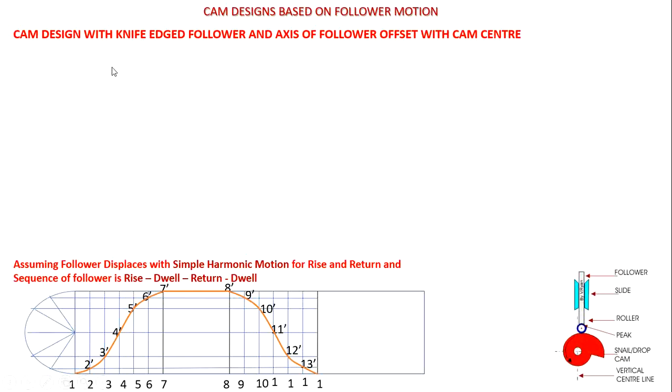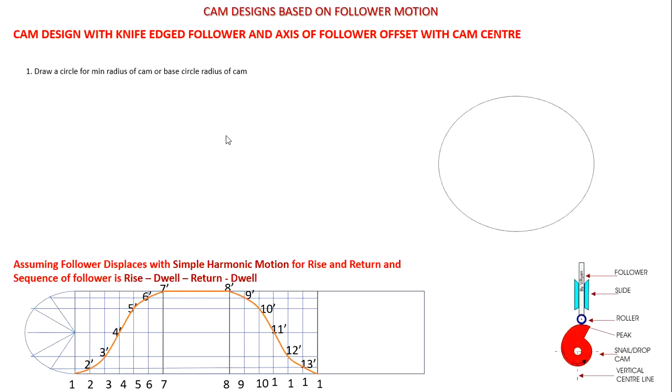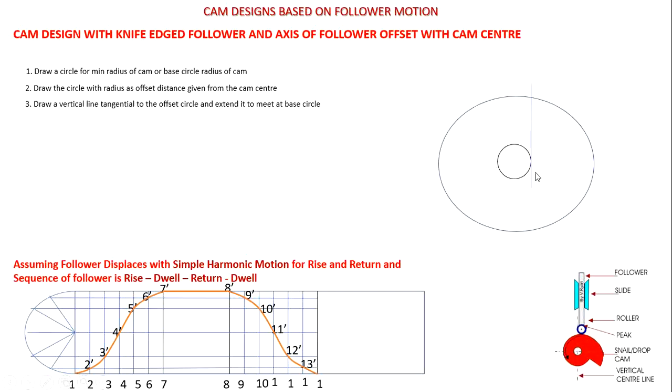So now let us consider the cam design with knife edge follower and axis of follower offset from the cam center. Now we will assume the same thing, simple harmonic motion for rise and return with rise, dwell, return, dwell sequence. First step, we have to draw the circle for minimum radius or base circle of the cam. Second step, we have to draw the circle with radius equal to the offset distance. Whatever the offset distance from the center, we have to measure that and draw a circle for the radius of offset distance. Third step, we have to draw a vertical line such that it is tangent to this offset circle and intersects this base circle like this. Now we can mark a knife edge over here.